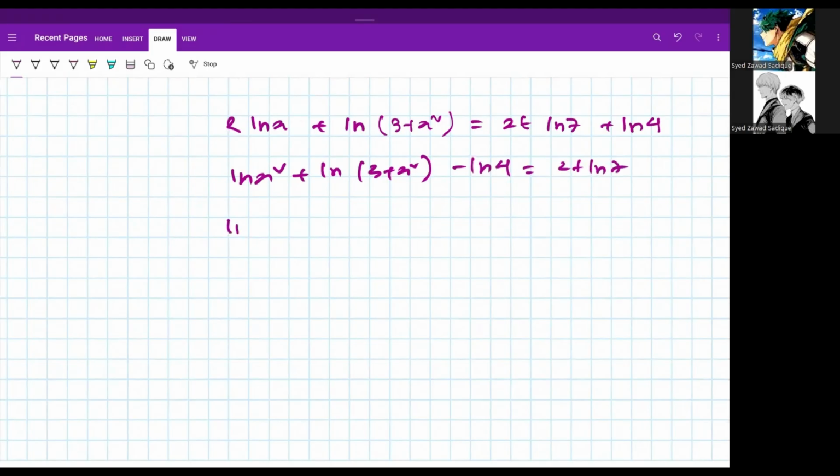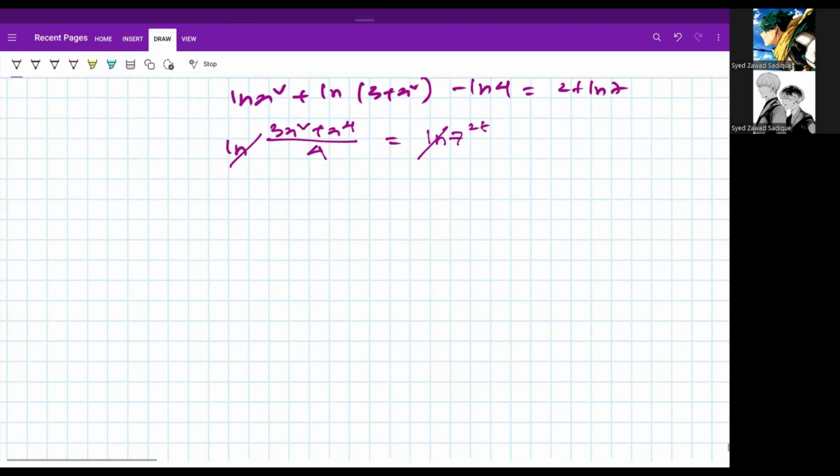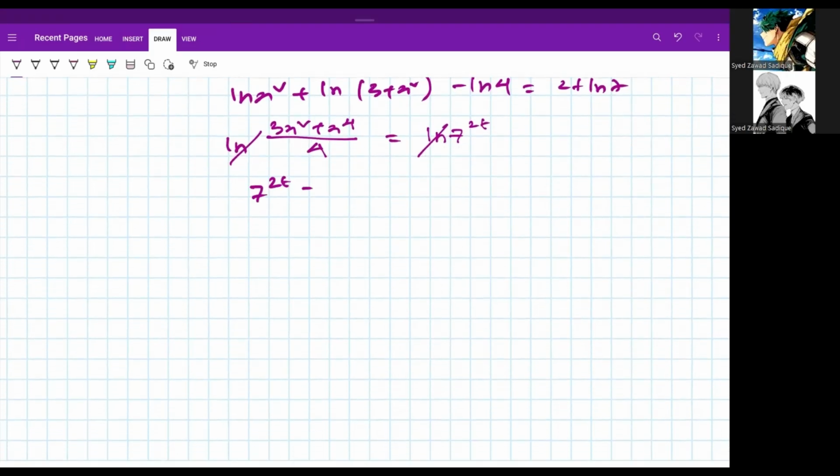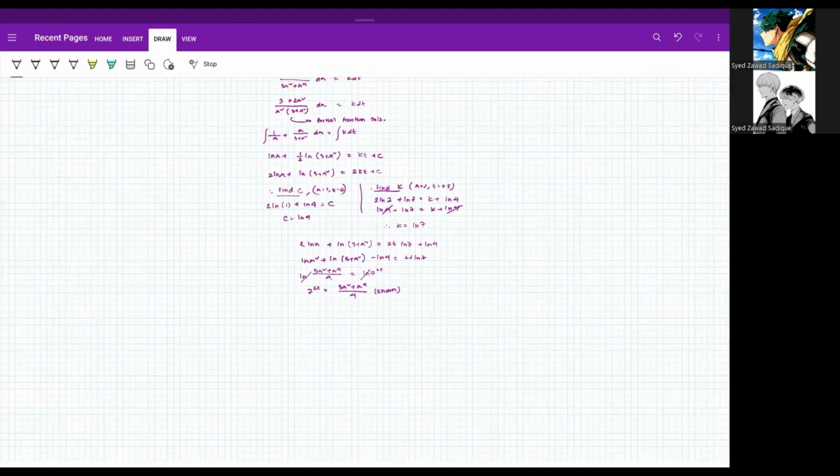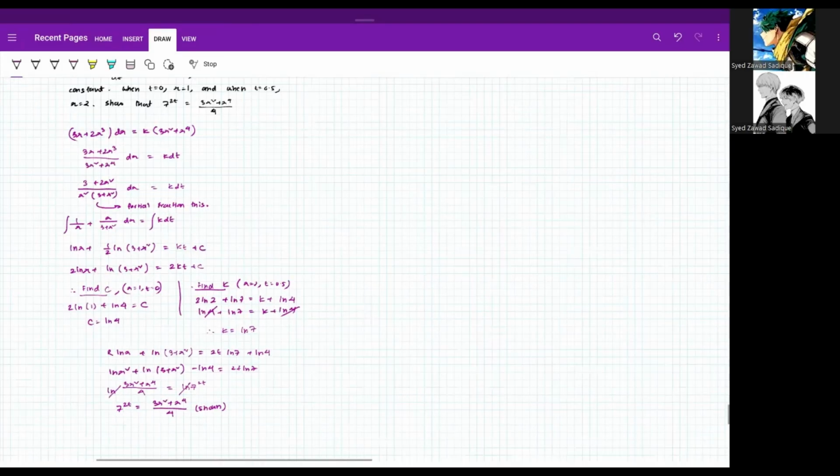Now we can bring the lns together. So 3x squared plus x to the power 4 by 4 is equal to ln 7 2t. Ln cancels out. Therefore 7 to the 2t is equal to 3x squared plus x to the power 4 by 4, which is shown. Nice.